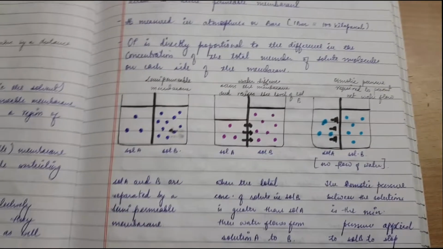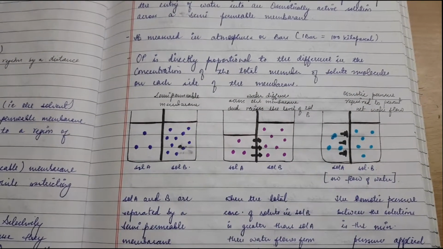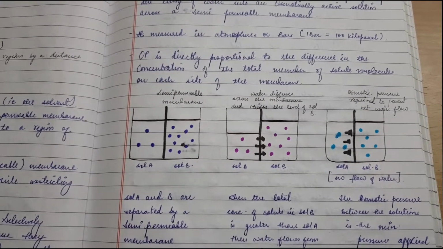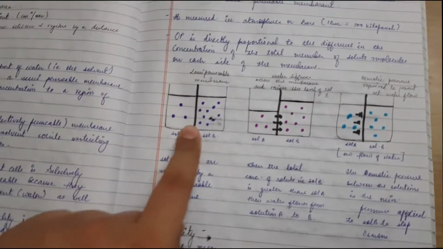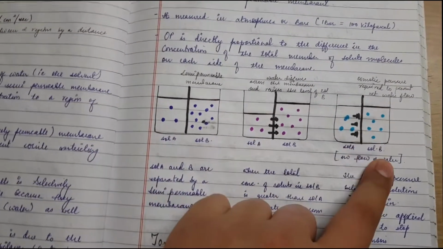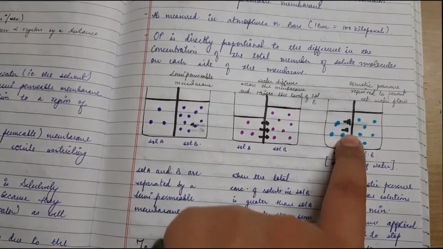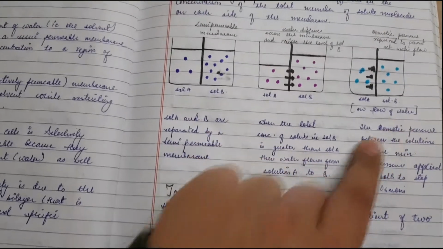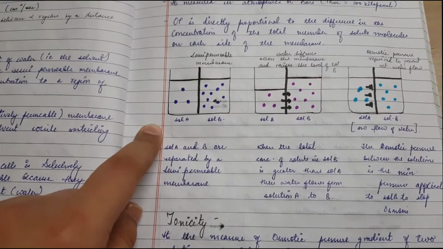So next is osmotic pressure is directly proportional to the difference in the concentration, to the total number of solute molecules on each side of the membrane. Now here we can see the 3 diagrams, solution A, B, A, B, A, B. यहाँ पे हमने दिखाया flow हो रहा है, यहाँ पे flow नहीं हो रहा है, flow is being blocked, no flow of water. अब हमने क्या बताया कि solution A और solution B है जो, वो हमने semi permeable membrane से separate करा रखा है.